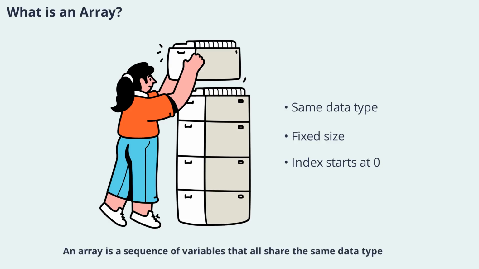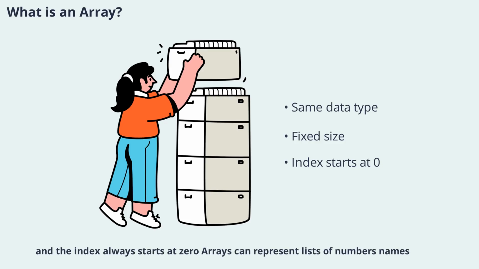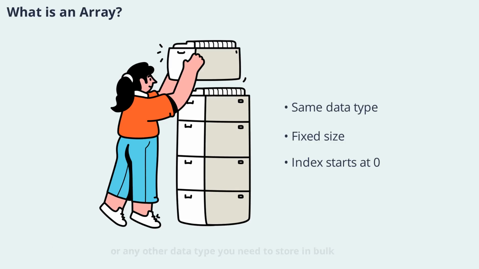Array is a sequence of variables that all share the same data type. Think of it as a row of lockers, each holding a value, and each locker is identified by a unique number called an index. Arrays help us organize and store data efficiently, making it easier to manage large amounts of information. Once you declare the size of an array, it's fixed and the index always starts at 0. Arrays can represent lists of numbers, names, or any other data type you need to store in bulk.